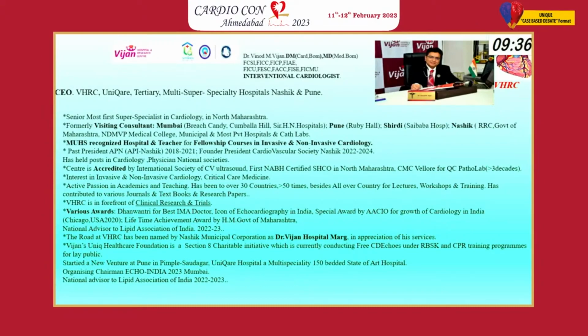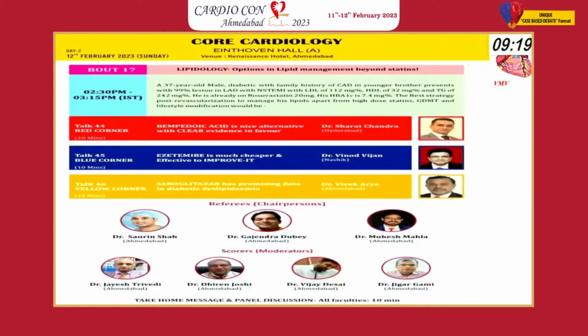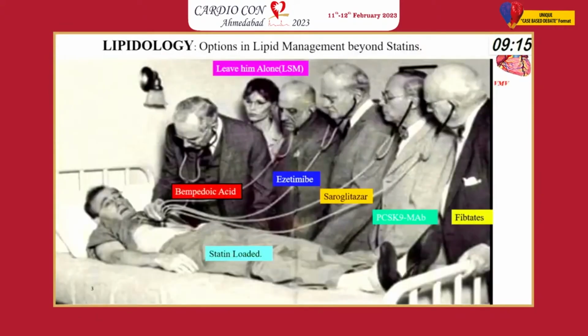So my topic, which I said earlier, is the case we have seen. A young person, already alluded to by my friend Sharad, who has NSTEMI and family history, because the younger brother has a mixed dyslipidemia. He is diabetic, and we are going to see what best we can do.